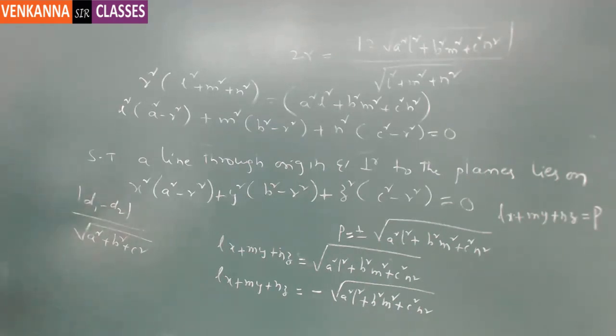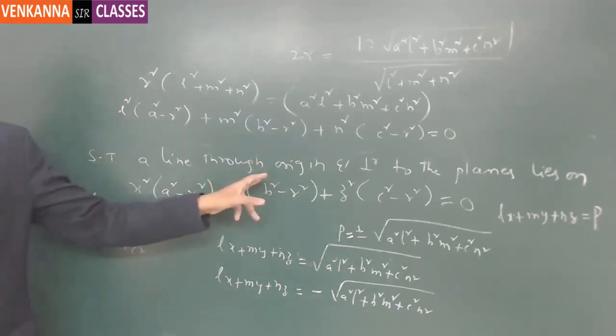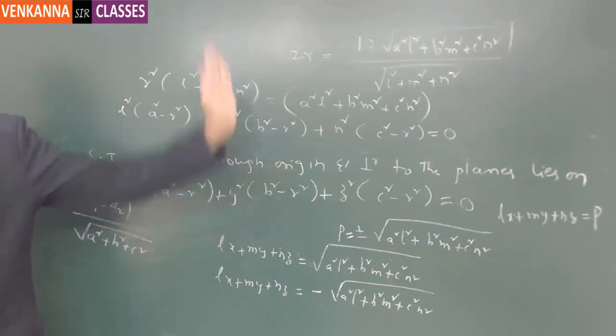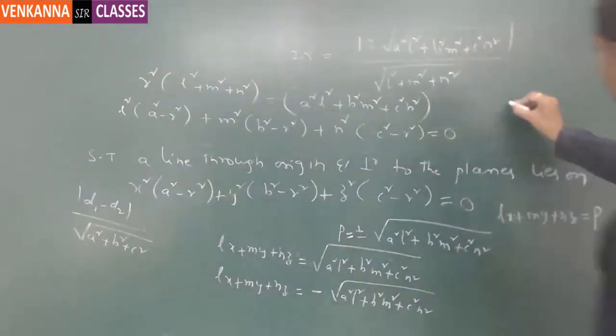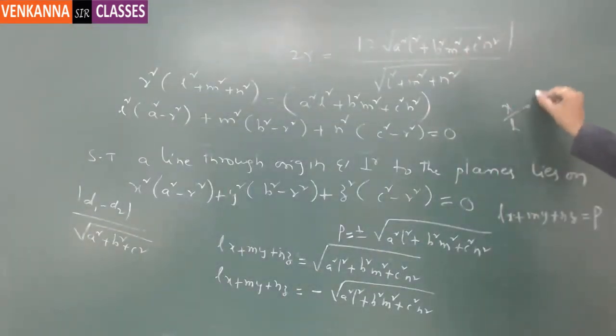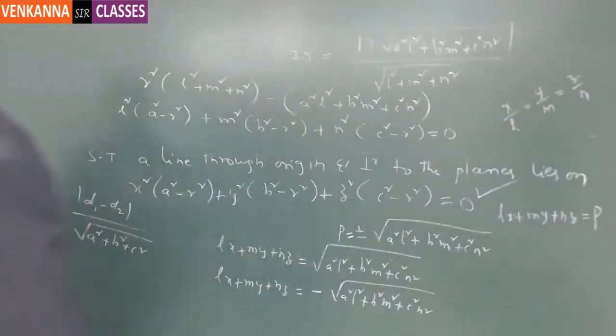Whenever you write a line equation from the origin and perpendicular to the plane, it is nothing but the normal of the plane. So the equation is x by l equal to y by m equal to z by n. Taking the proportional values of l, m, n, we take l equal to x, m equal to y, and n equal to z. We will get this required equation. That's it. So please check on the approach, on the whole, what we did.